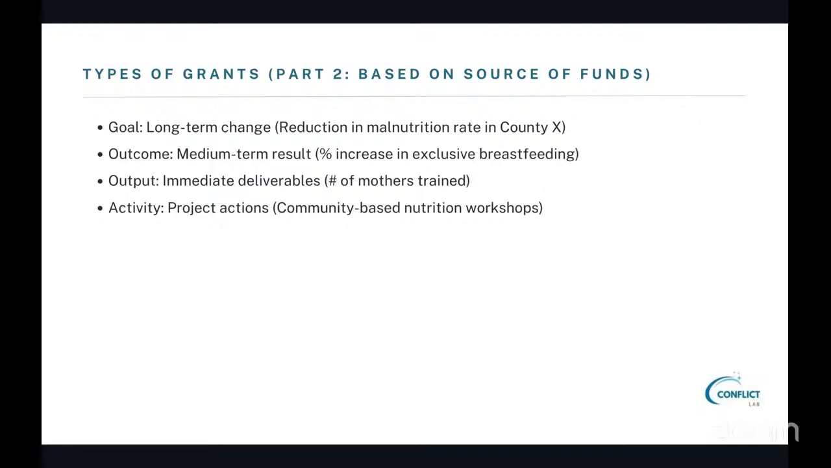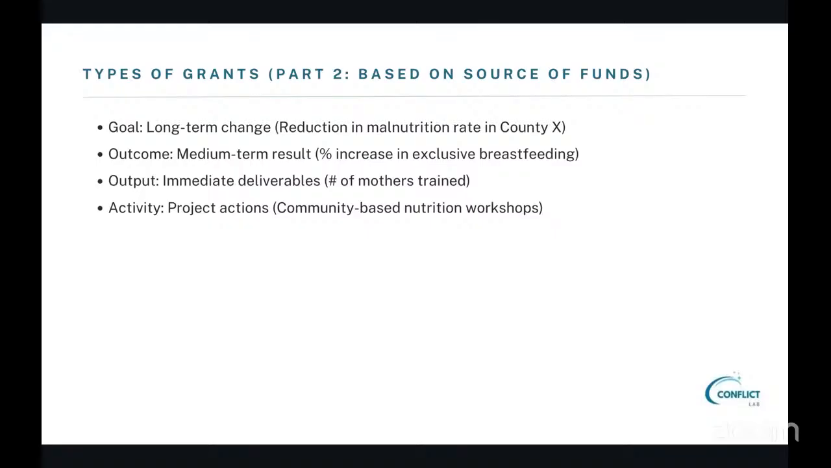So for example, firstly, you have to write about your goal. Now, this is a long-term change that you want to make with your project. You have outcome, which is a medium-term result. And you have output, which is the immediate deliverables, and activity, which is project actions, basically. So when we chart it, it usually goes from bottom to the top. So we first write about our activities, then we write about our output, and then outcome and goals.